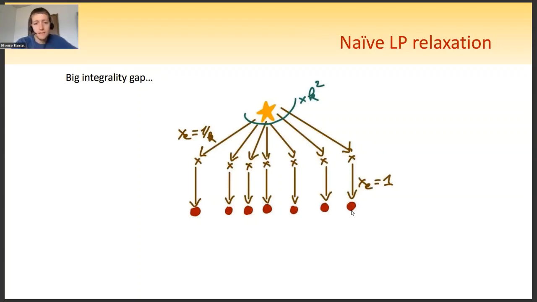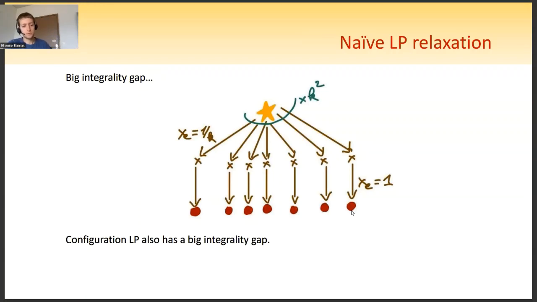And similar examples, slightly more complicated, also show that the configuration linear program also has polynomial integrality gap for the max-min arborescence problem. And the configuration LP was a very popular relaxation in the context of the Santa Claus problem. So it's also good to know that for this max-min arborescence, it doesn't work.